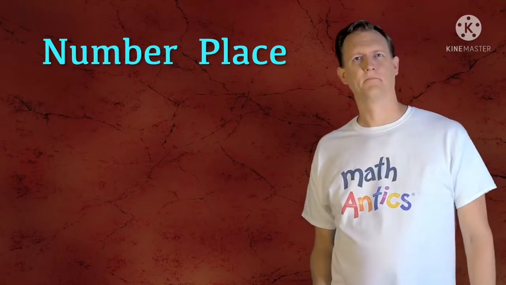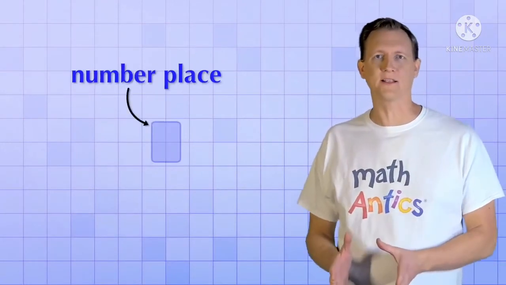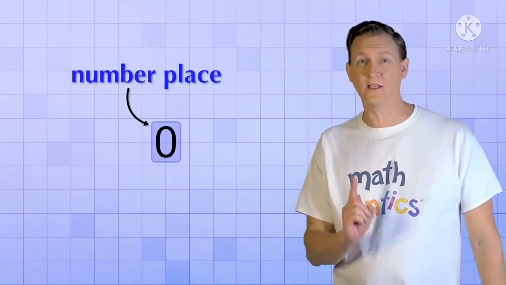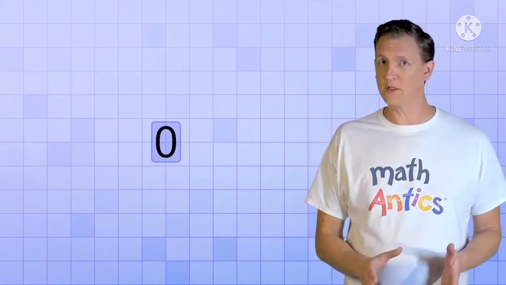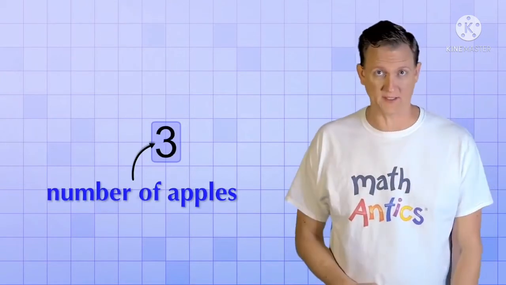We're going to use something called a number place to count. The best way to understand a number place is to imagine that it's like a small box that's only big enough to hold one digit at a time. As we count, we'll change the digit that's in the number place to match how many apples we've picked.